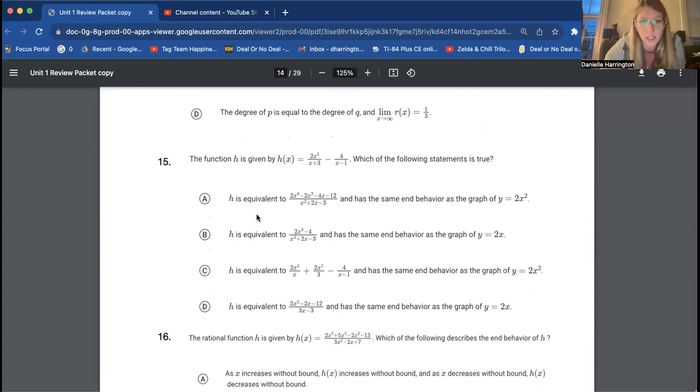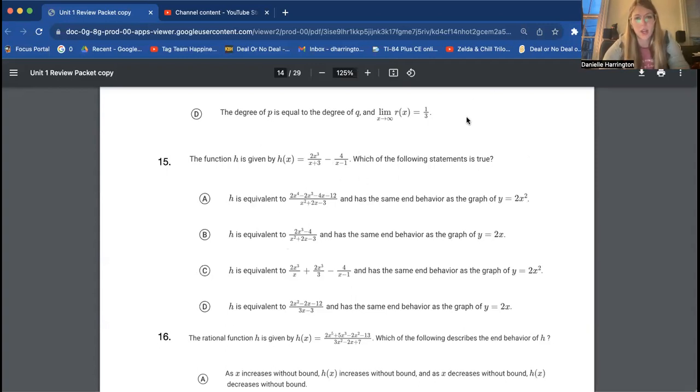The function h is given by h of x. Which of the following is true? Oh my goodness. There are a bunch of different ways to approach this, okay? This is rough. We haven't really done this, but we need to find a common denominator. We need to combine like terms, and yuck.